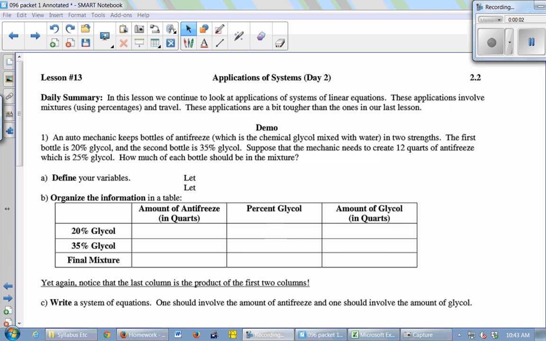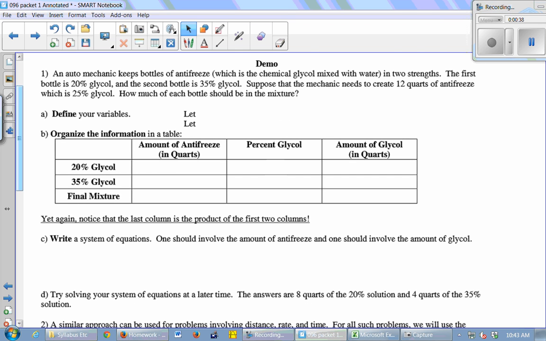Okay, so in this lesson, we're going to continue to look at applications of systems of linear equations. Today's applications are going to involve mixtures. Sometimes you're mixing two kinds of candy, or sometimes you are mixing solutions like in a chemistry lab, right? And then we're also going to look at applications that involve travel. These ones are a bit tougher than the ones in our last lesson, though that's subjective. Some of you might not think so. We've got a couple examples, and then I'll have you work on your own.